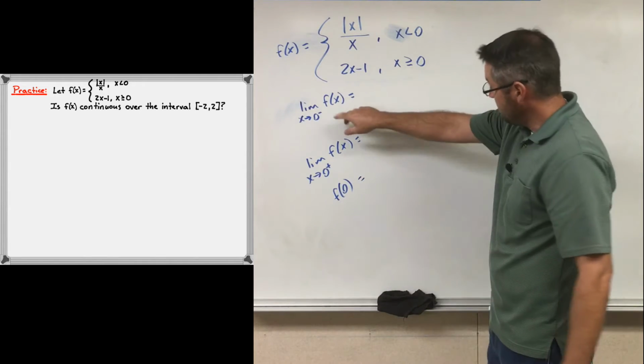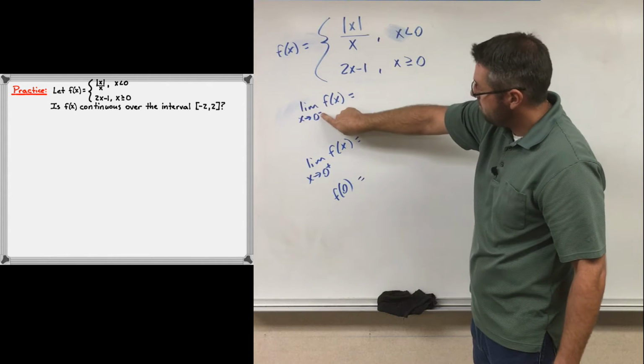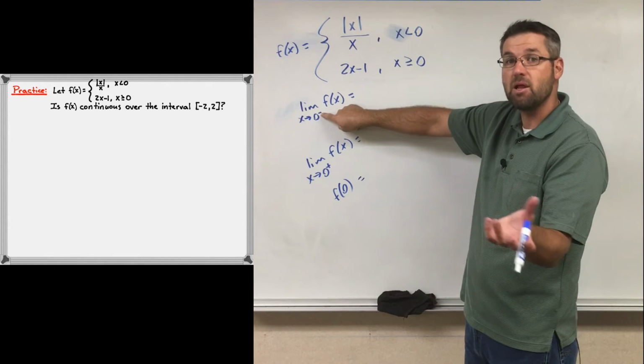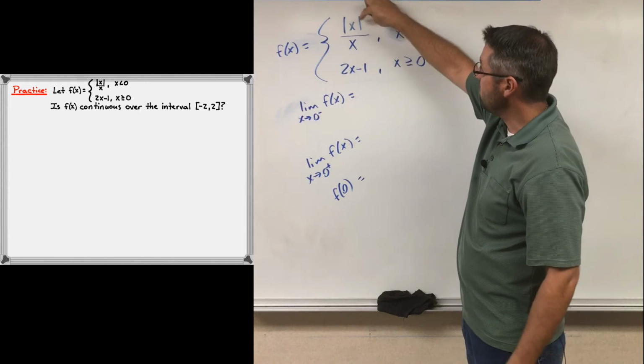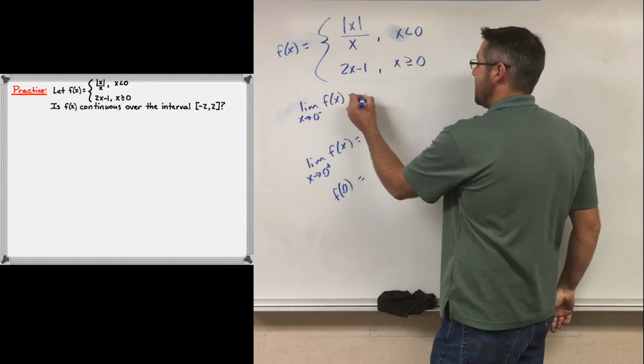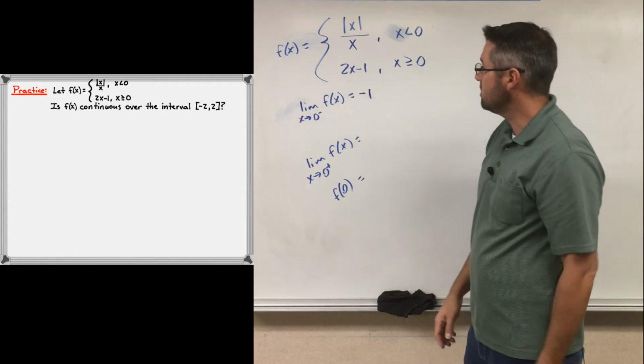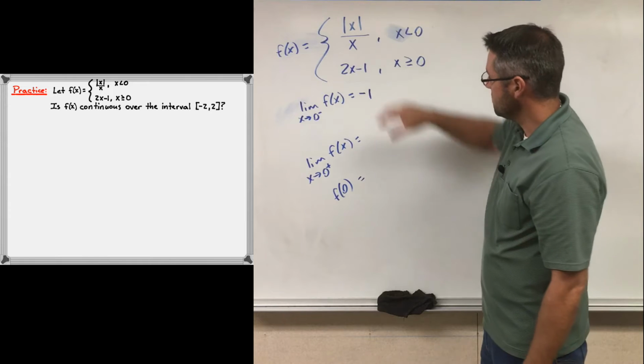Well, the left-hand limit is dealing with this. We already talked about this. If I'm plugging in a number that's to the left of 0, I'm plugging in a negative number. If I plug in a negative number here, I get a positive on top and a negative on the bottom, so I know I'm going to get a negative. And then x over x is 1. So the left-hand limit's -1.